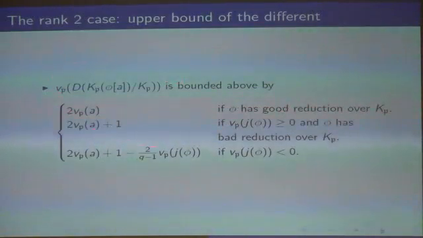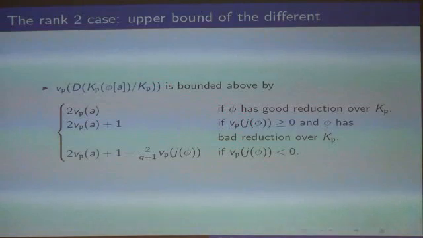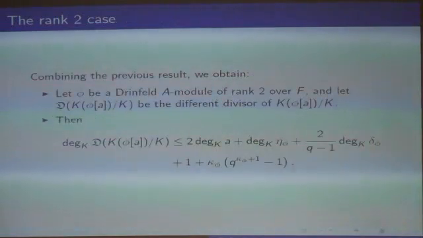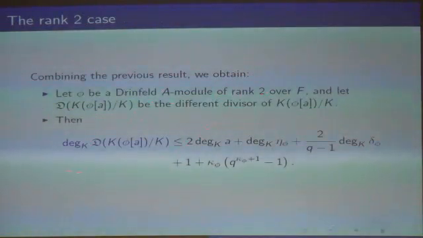And for the valuation of P, this one we didn't use a Newton polygon. This is the idea from Gauss, so I don't have much detail for that. Okay, combining these two results for the rank 2 case, in general we can get the degree of the different divisor. This is the value we wanted to get.